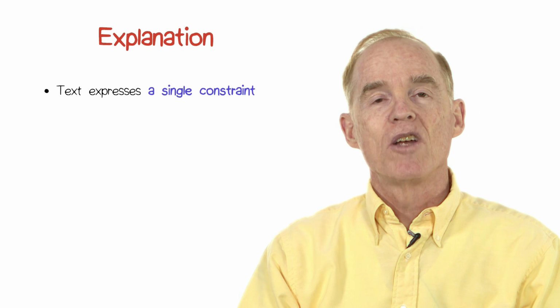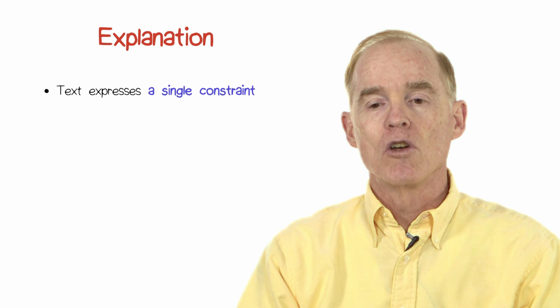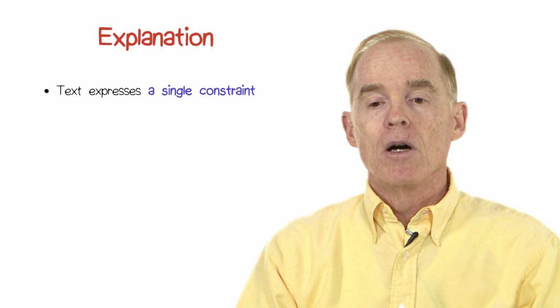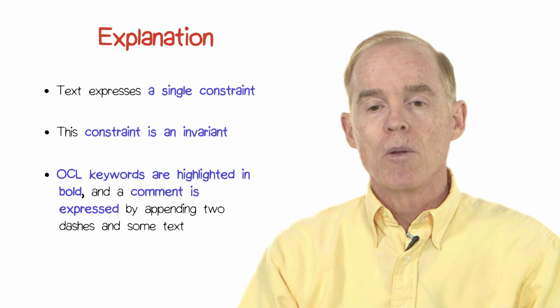What we've written expresses a single constraint, that is, a single property of the system which must always hold. Okay? It happens to be an invariant, as indicated by the INV keyword.